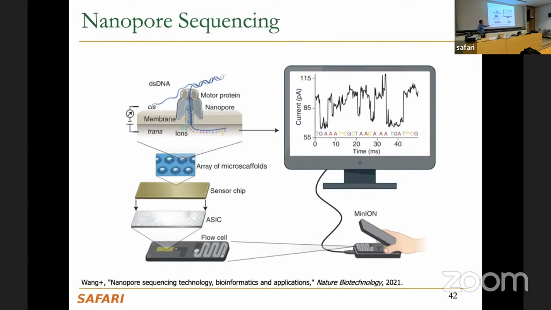It includes a flow cell. You insert your DNA here, and then these microscaffolds, which we call nanopores, read each DNA and give you the output as electrical signals. I'll show you actually how it works, but this is our overview of what it looks like.